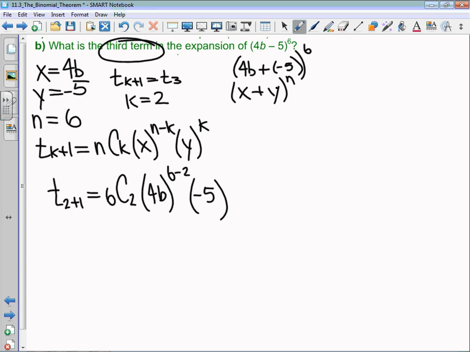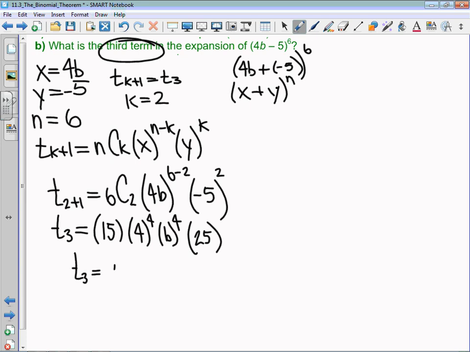So term 3 is going to be equal to 6 choose 2, which I had on my calculator, but of course I deleted it. Let me pull it up again here. Sorry about that. So 6 choose 2 gives me 15. So this is going to be 15. I'm going to have 4 to the power of 4, b to the power of 4, and then negative 5 squared. I'm just going to do it right away. It's actually 25. So now I have to multiply 15 by 4 to the power of 4, then multiply that by 25, and I get that the third term in this expansion is 96,000 times b to the power of 4.